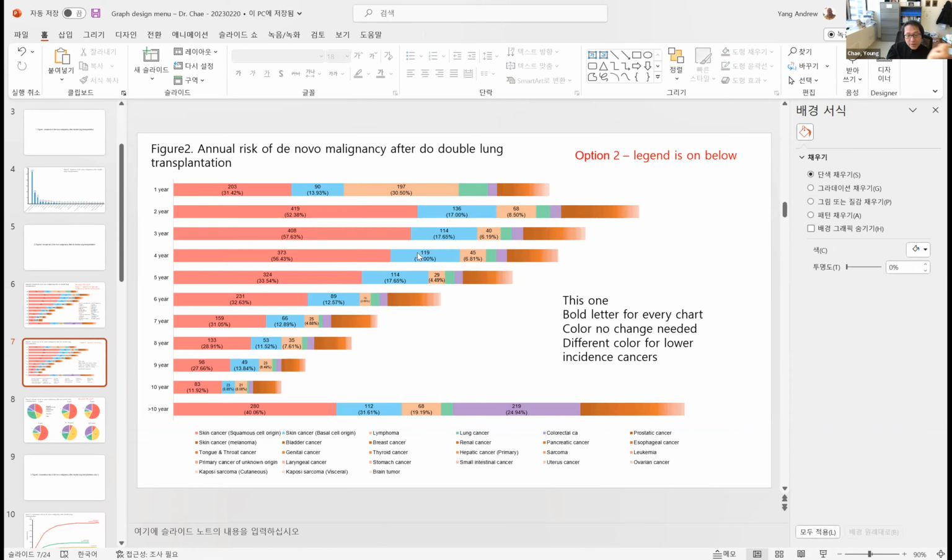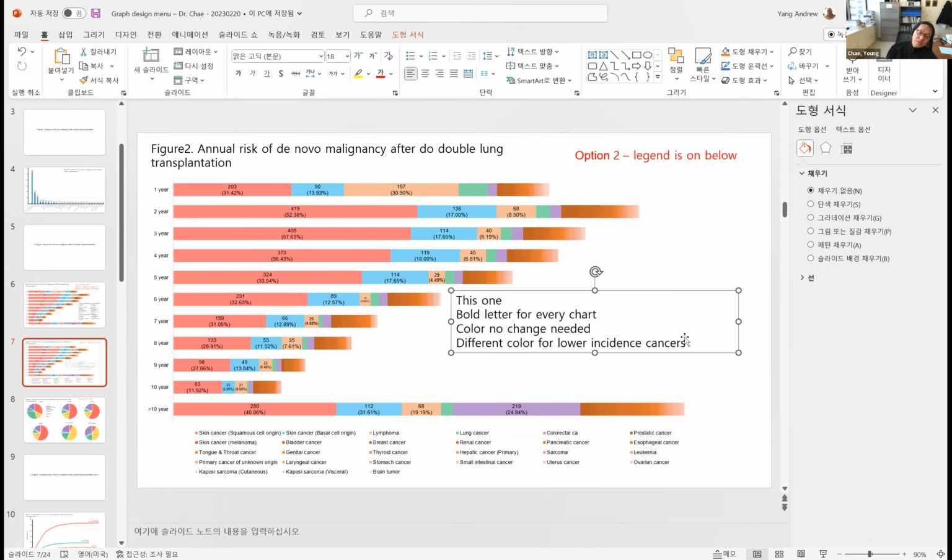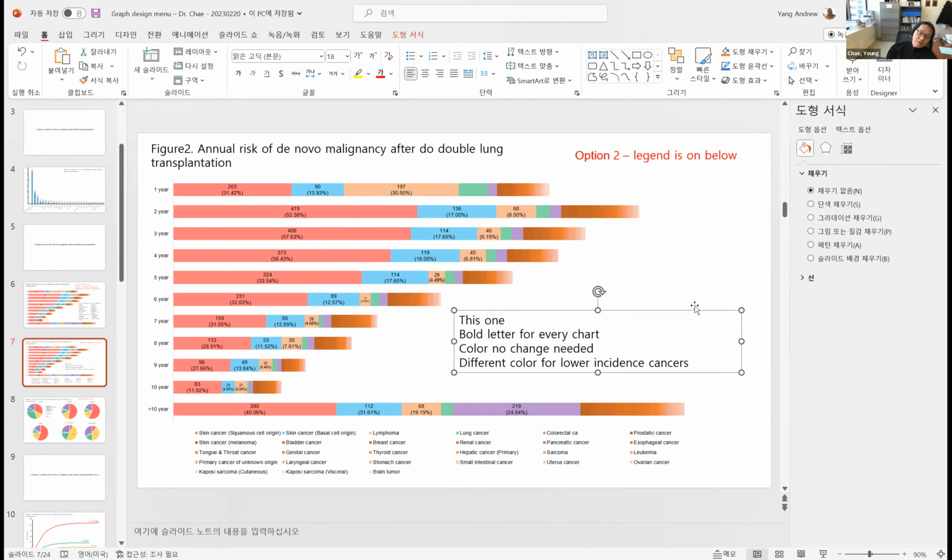And also put the cancers in order. Is it in the order that was described? The order was decided by total number. Okay. Total number.